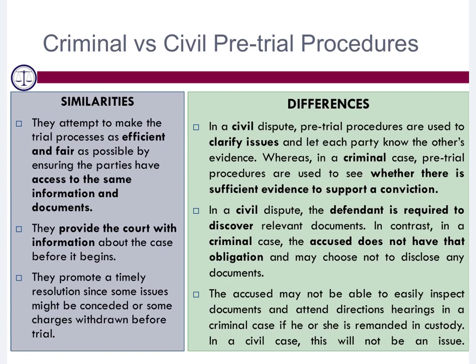Some differences are that in a civil dispute, pretrial procedures are used to clarify issues and let each party know the other's evidence, whereas in a criminal case, pretrial procedures are used to see whether there is sufficient evidence to support a conviction. In a civil dispute, the defendant is required to discover relevant documents. In a criminal case, however, the difference is that the accused person doesn't have any obligation to disclose any documents at all.